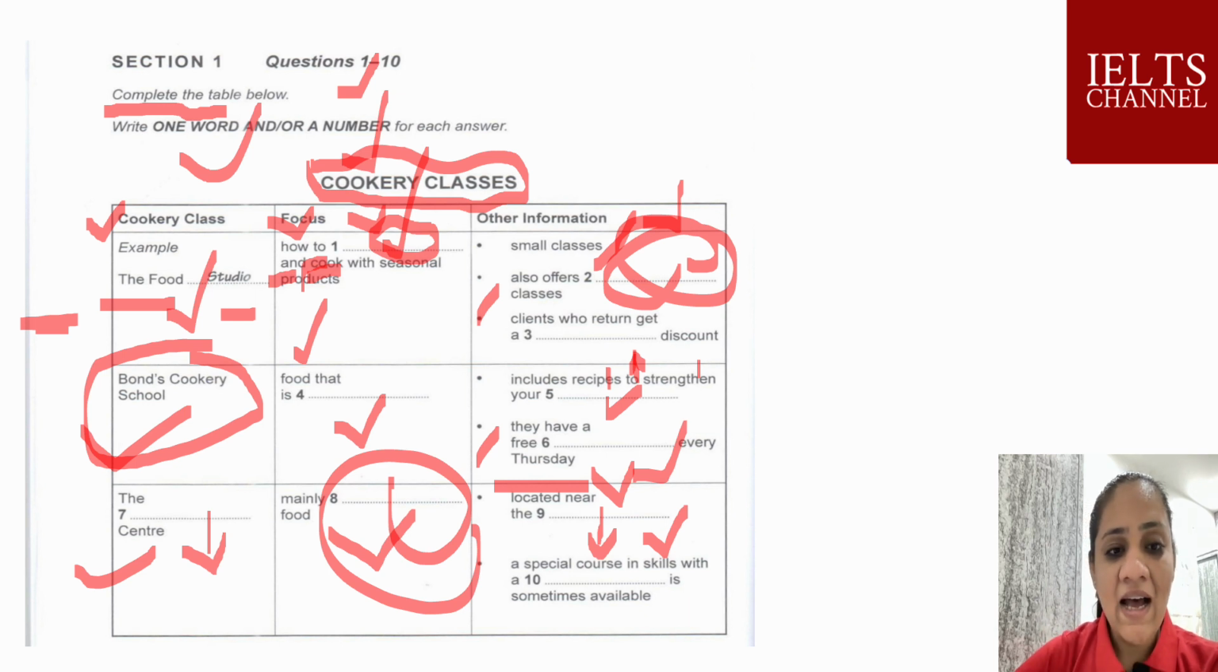Let's see the next. A special course in skills with a dash is sometimes available. Let's read it again. A special course in skills with a dash is sometimes available. So here you have to focus on the special course as well as what it is available for sometimes. Okay, it's done.